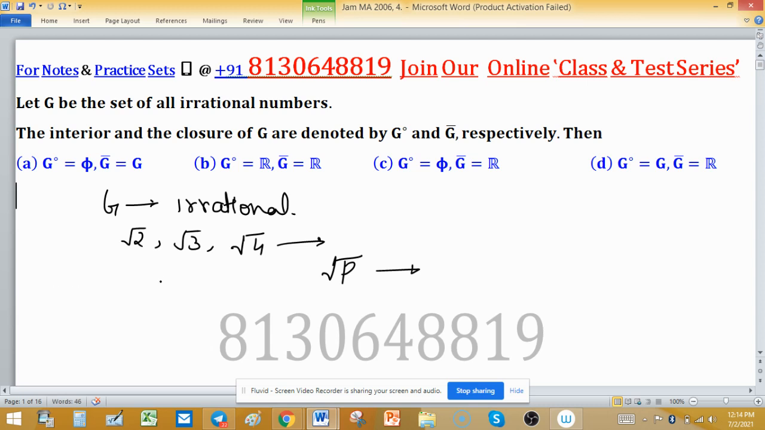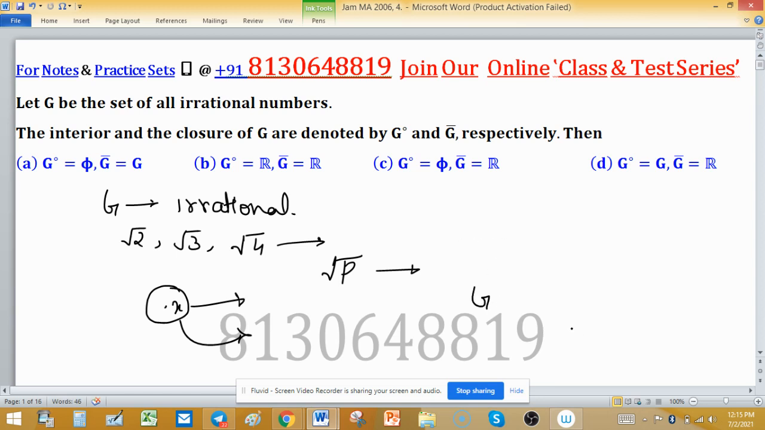An interior point is this: if we take a ball around a point, the ball is not like a ball as we see in cricket or other sports, not a sphere type. It can have any boundary, not a circular boundary. If we take a ball with center x that is completely in the set, then this point x is known as an interior point. So we have to find the interior points of G.